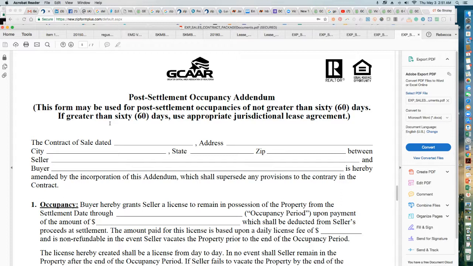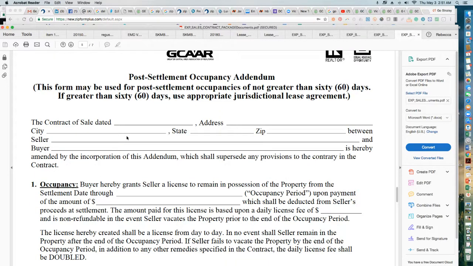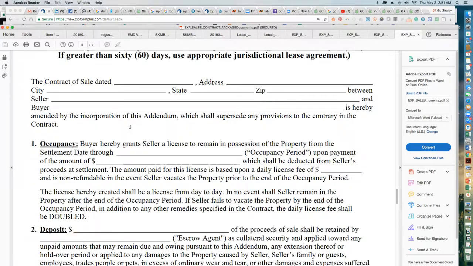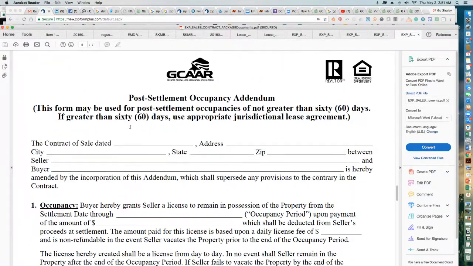So they're going to go to closing. They're going to receive their funds for selling their house, but maybe they'll stay there another 30 days. So in order to do that, we need to use this post-settlement occupancy addendum, which is GCAAR form 1309.